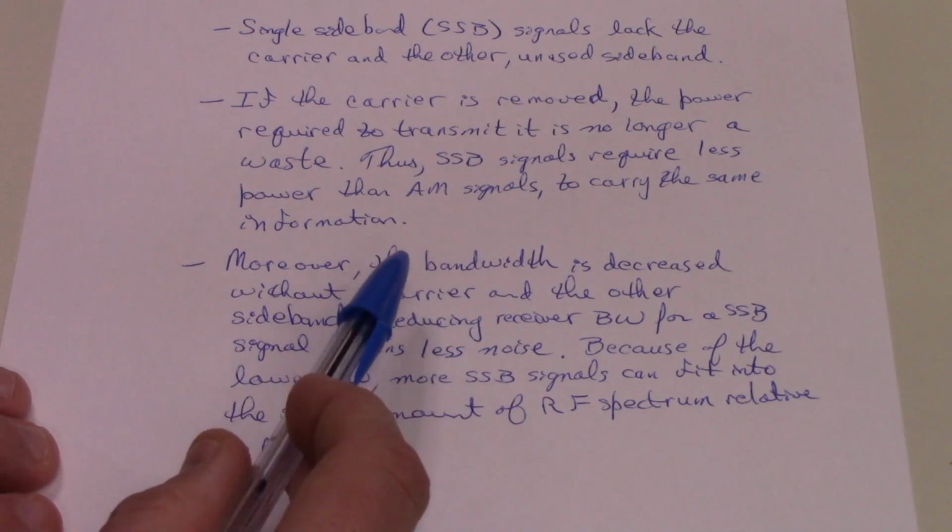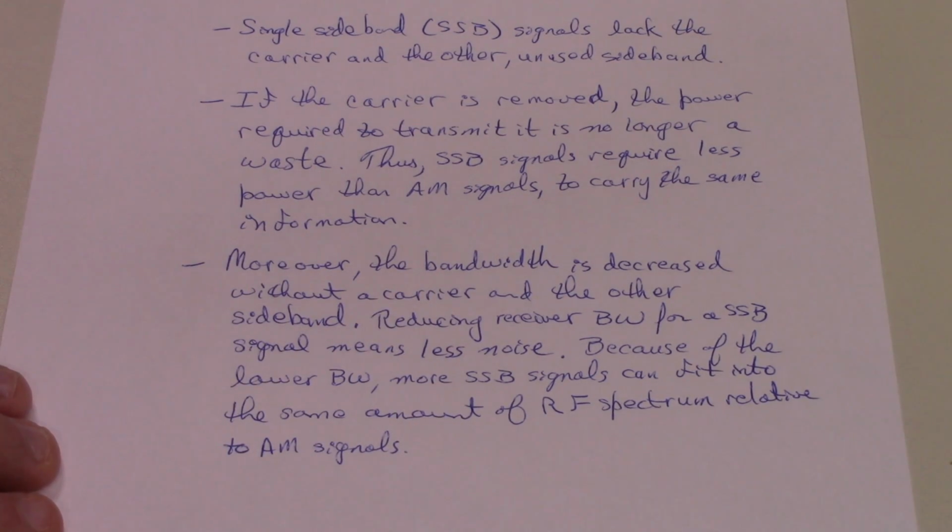Moreover, yet another advantage of single sideband transmission is that the bandwidth is decreased without the carrier and the other symmetric sideband. So reducing the receiver bandwidth required to receive an SSB signal means that the receiver receives less noise, and so the signal becomes easier to discern out of the noise. And because of the lower bandwidth required by an SSB signal, you can fit more single sideband signals into the same amount of RF spectrum than you can AM signals.